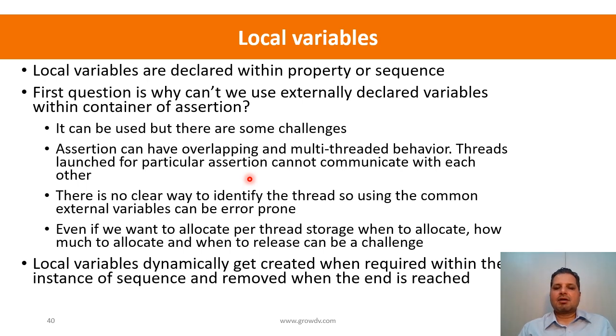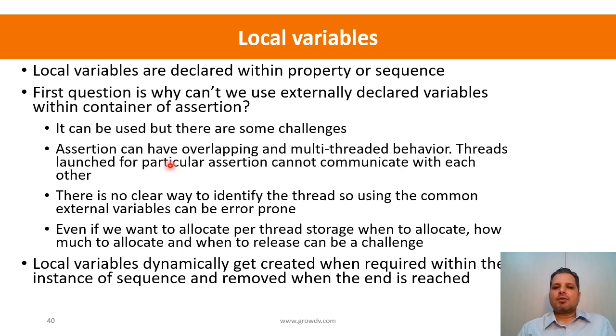Now the question arises as to how these local variables are different from declaring some external variables, or which one am I supposed to use? That's the question that will come to our mind. So local variables, as we called out, are declared within the property or sequences. And when we use externally defined variables, externally meaning whatever the container where you are declaring the sequences, if you have declared the variables over there, then the challenge that you will see is that, as we have seen, the assertions can have like assertion by domain. I interchangeably use it for properties.